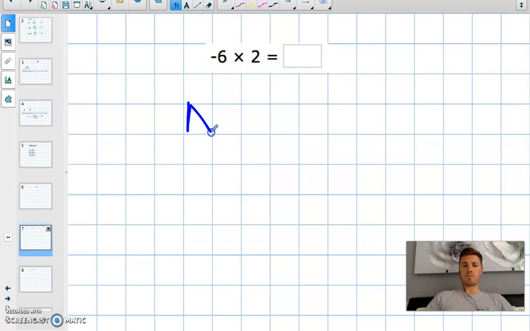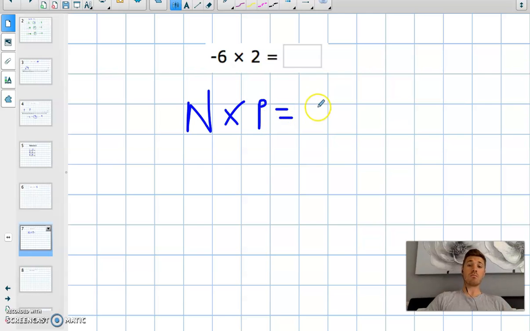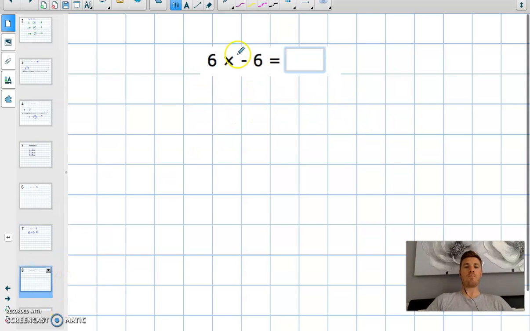Negative multiplied by a positive. The answer is going to be a negative, isn't it? So -6 multiplied by 2 is -12. Okay, because double 6 is 12, and we know that a negative times a positive equals a negative. All right, show you another one.